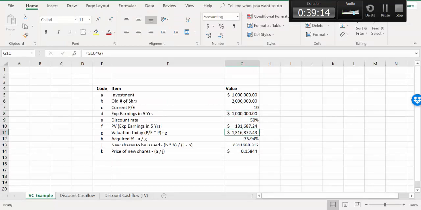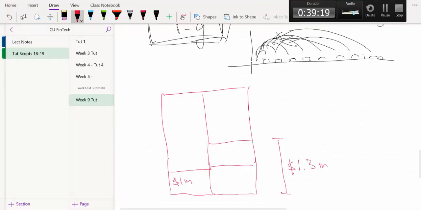$1.316 million today. That's how much it is worth today, and that came from discounting. You're going to start making money in year 5. I think that is the assumption. So from year 5 onwards, it's going to start making $1 million. Again, it's DDM, but you are just discounting. You discount that back to today.